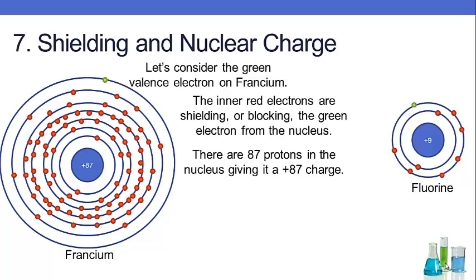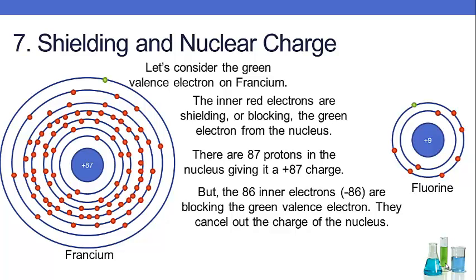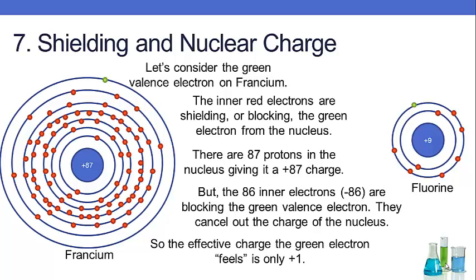Now, francium has 87 protons, so the nucleus has a plus 87 charge. But there are 86 inner electrons between the green valence electron and that nucleus. Those 86 inner electrons have a charge of minus 86, and they're blocking the green valence electron. So these inner electrons, these shielding electrons, actually cancel out the charge of the nucleus. The effective charge, what the green electron actually feels, is only going to be plus 1. So we're talking about a fairly weak attraction there.